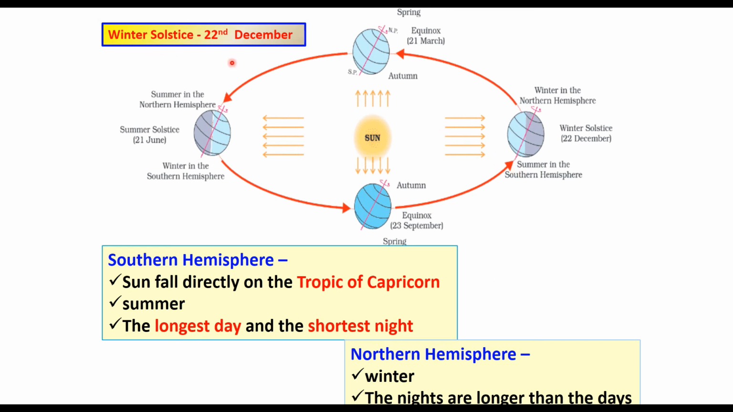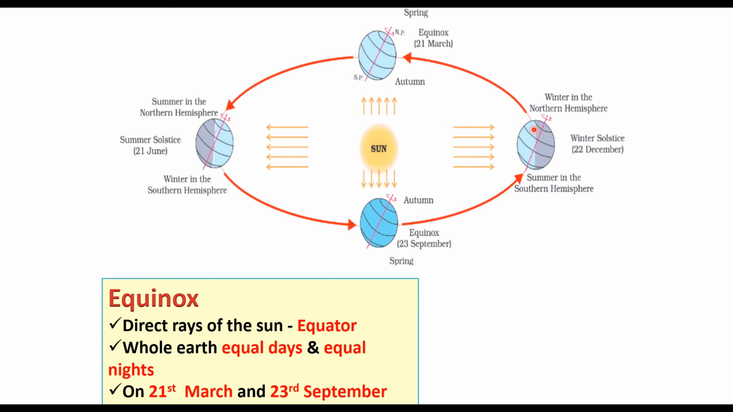For this reason, on 25th December, Christmas is celebrated in Australia in summer. We have seen the effect of sun rays on Tropic of Cancer and Tropic of Capricorn. Now coming to the equator, on 21st March and 23rd September, direct rays of sun fall on the equator.